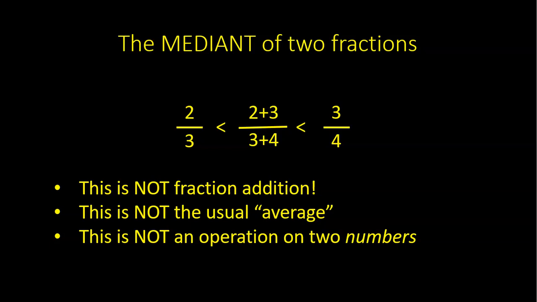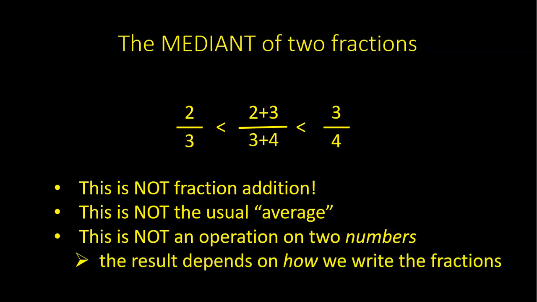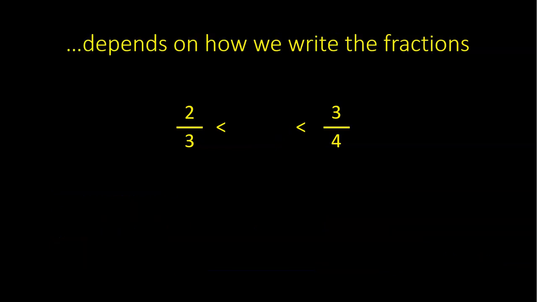The reason it's not quite the same is that the result depends on how we write the fractions that we're starting with. Let me show you what I mean. If we take the second fraction here, 3/4, and multiply the numerator and denominator by 2, then we're going to get 6/8, which is the same number as 3/4. However, if we calculate the mediant now, we get 2 plus 6 on top and 3 plus 8 on bottom, which gives us 8/11.